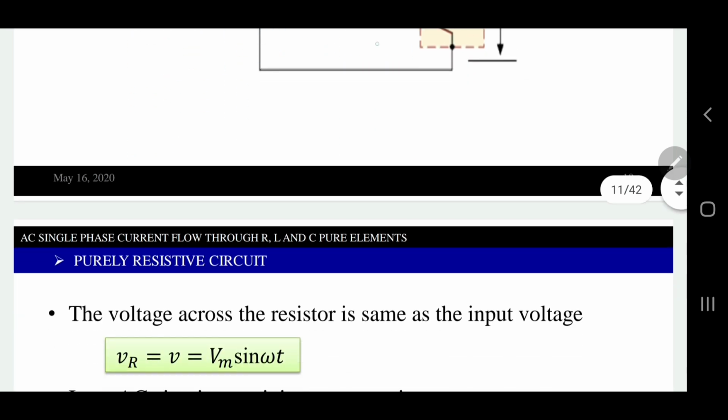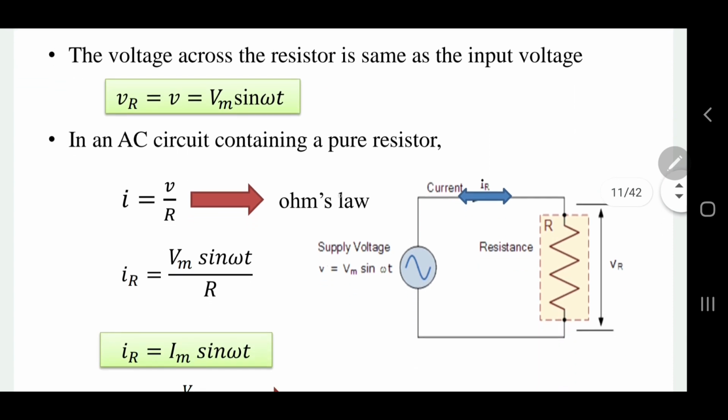Okay, so we know the voltage which is coming across this resistor. Then what will be the voltage equation for VR? The voltage across the resistor will be same as the voltage which is coming from the supply, because there are no other elements in between. So V is equal to Vm sin omega t will be the voltage across the resistor. Next we have to find what is the current through the resistor.